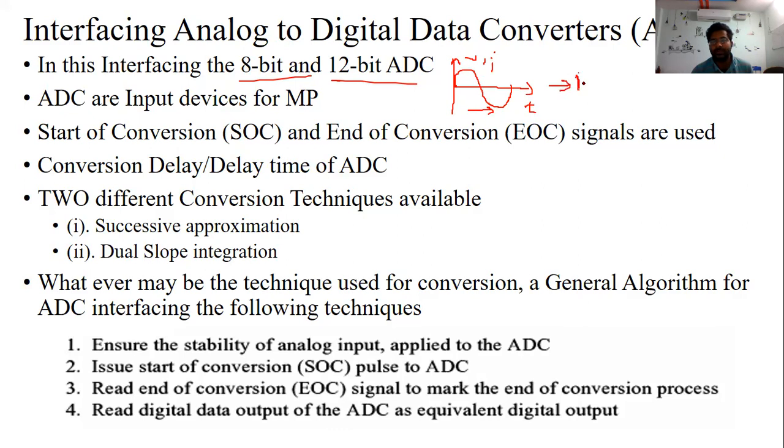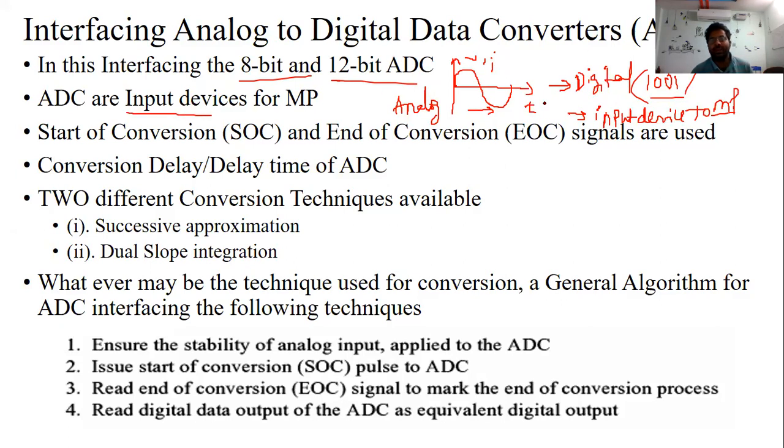Converted to digital. This is analog format, and the digital is the 1001 format. So for that purpose, you require the analog to digital converter. So these are the input devices to the microprocessor.